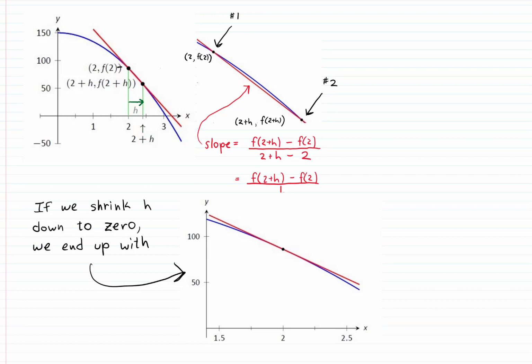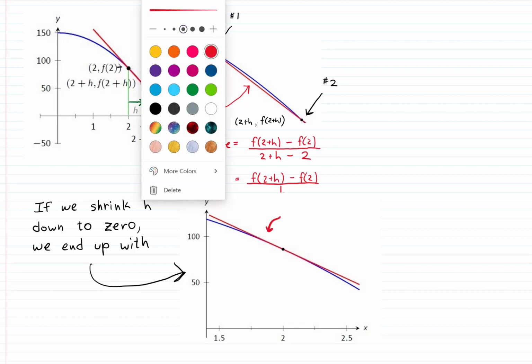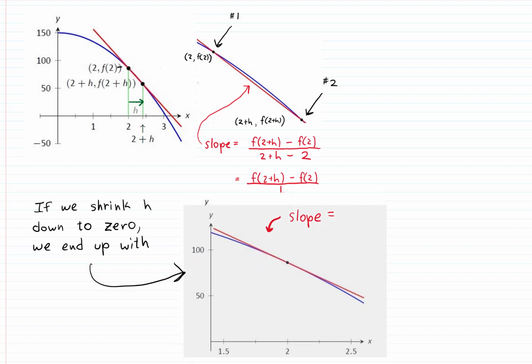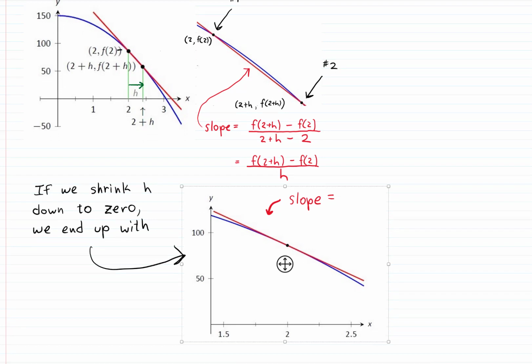Okay, so what would the slope of that tangent line be? That slope equals, so I'm going to write, oh, I covered up my h a little bit. Let me move this out of the way. There we go, that's better. So the slope of that tangent line is this, where h is shrunken down to 0. In other words, it's the limit as h goes to 0.